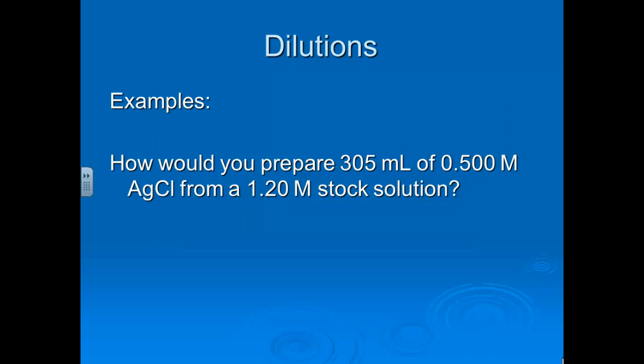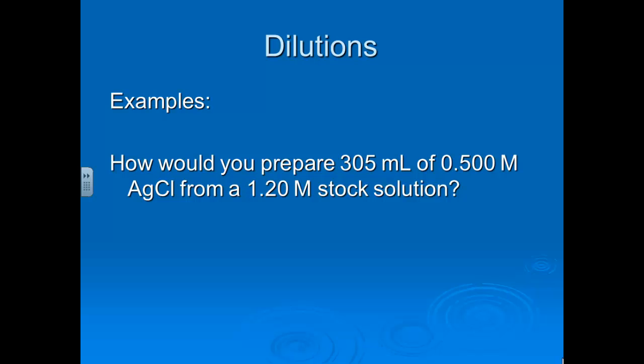Here's the first one. How would you prepare 305 milliliters of a 0.5 molar silver chloride solution from a 1.2 molar stock solution? This would be something like what I might have to do to get ready for a lab for you. If I need 305 milliliters of a 0.5 molar silver chloride solution, but all I have is a 1.2 molar stock solution, I have to figure out how much of that stock solution do I need to add, and then also how much water do I need to use.